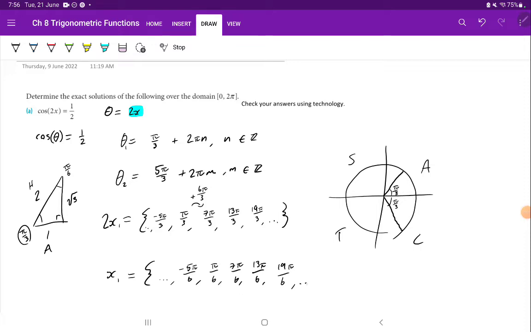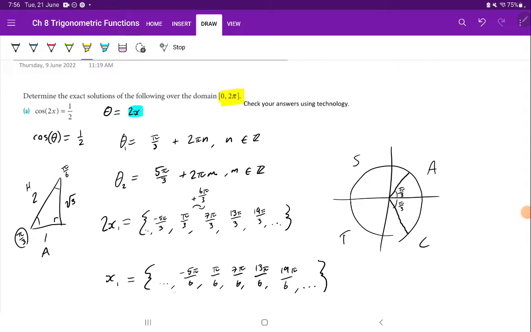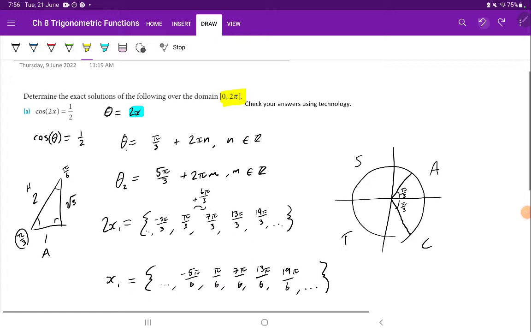going on forever. Right? That's one family. The question is, which ones of these fellas are within this domain? I need to check all of these ones and see which ones are in between that. Now, this guy's out because it's negative, and the smallest number we're allowing is 0. So the first legal one is going to be pi on 6.